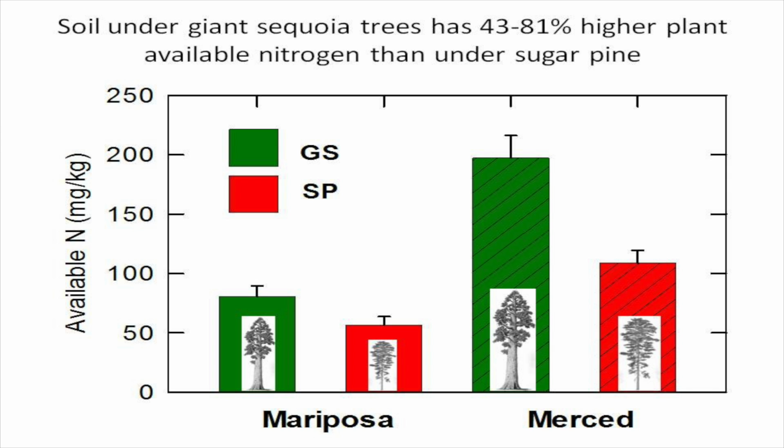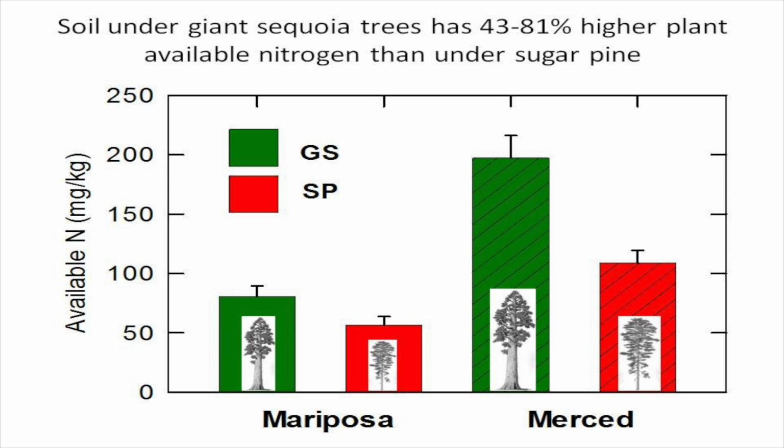Now, this is significant because it affects other physical properties of the soil as well, including the ability of the soil to breathe, its soil aeration. Also, its ability to store water, very important in a Mediterranean-type climate. So from all these different attributes, we see that the physical properties underneath giant sequoia are improved relative to sugar pine. Now, not only are the physical properties enhanced, but also the soil fertility.